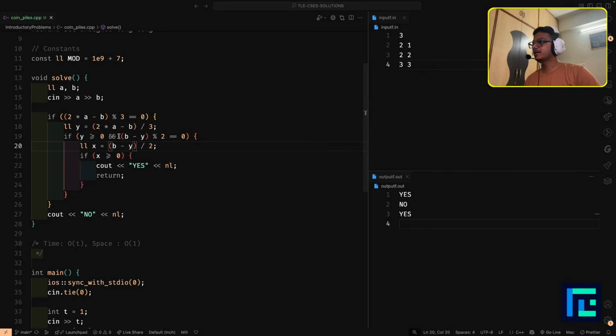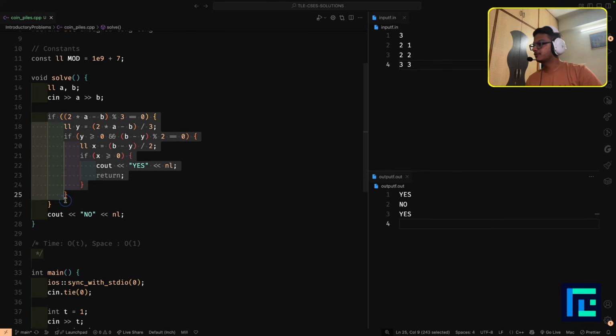Once y is non-negative, we check if b minus y mod 2 is not equal to 0, that is, whether b minus y is actually even or not, right? This was the second condition. If it is the case, then I'm going to calculate x. Then x has to be, again, non-negative, so x has to be greater than or equal to 0. If everything is fine, that is, x and y are valid whole numbers, simple, right? So this is the whole story: we are reaching effectively here that x and y are valid whole numbers. Then we print yes and return.